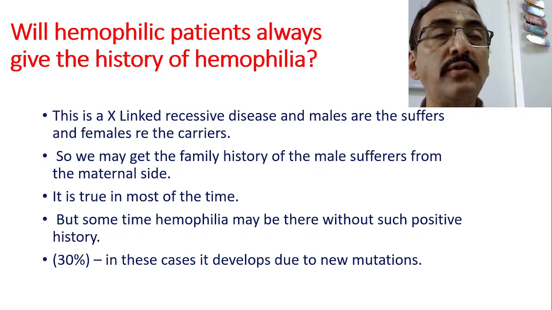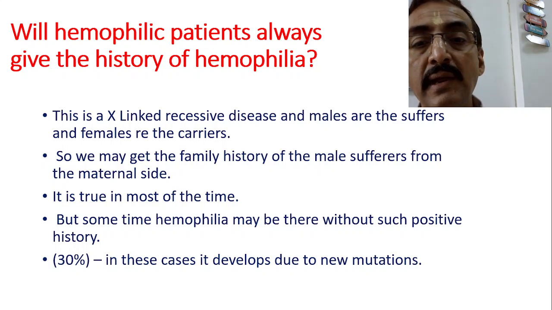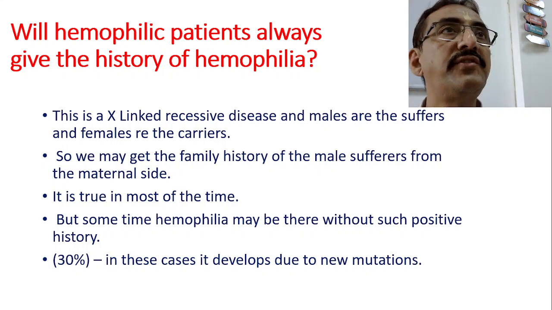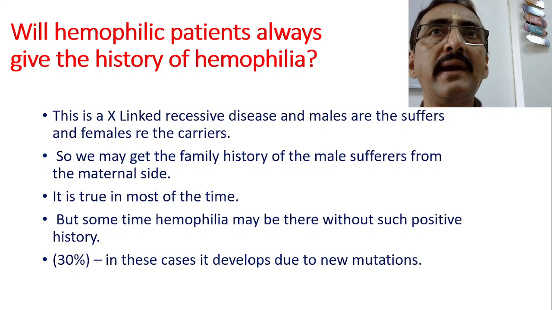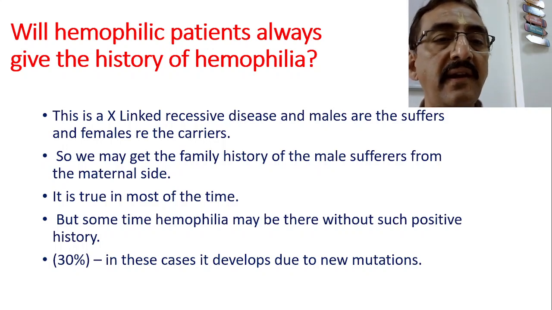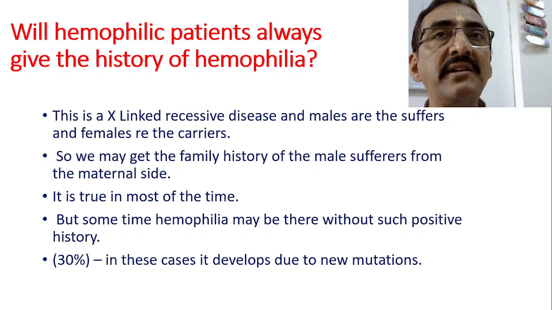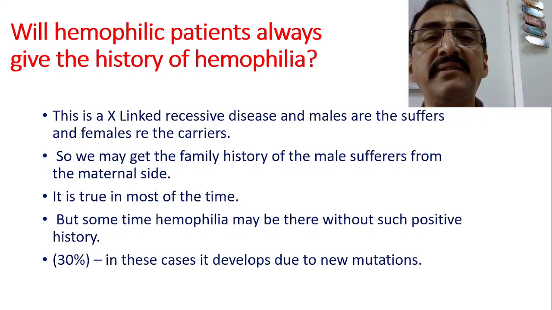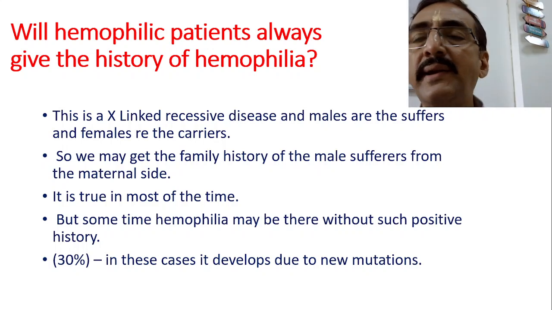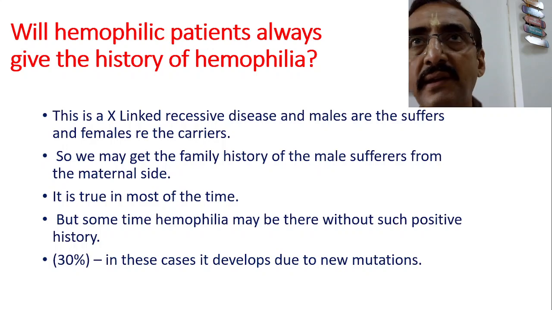So it is true most of the time. But sometimes hemophilia may be there without such a positive history also. Sometimes you may get the history, but sometimes you may not. In 30% of cases it develops due to a new mutation. Sometimes from this generation only the new mutation starts and the disease develops. This is possible in 30% of the cases. In the rest of the 70% of the cases, most of the time you will get the history.